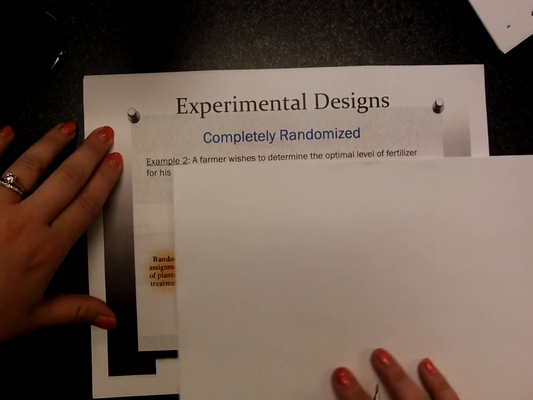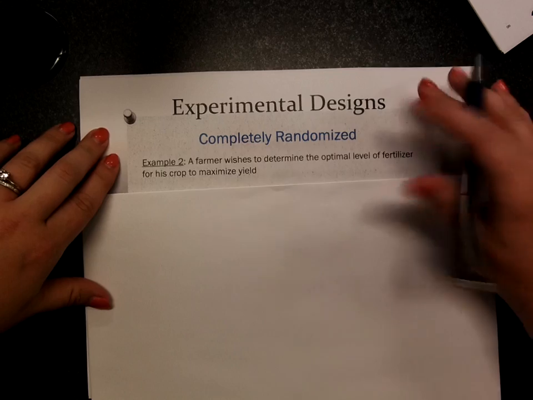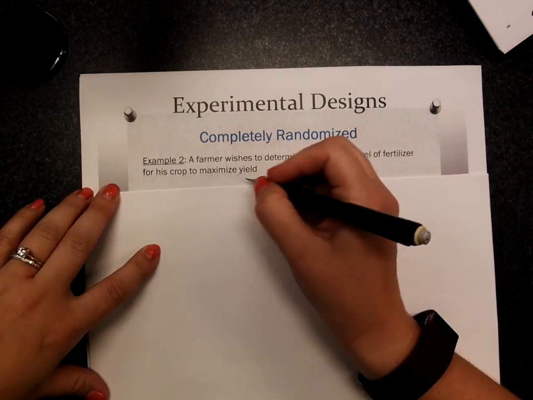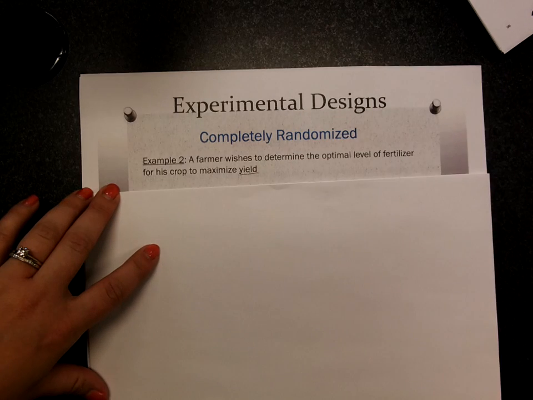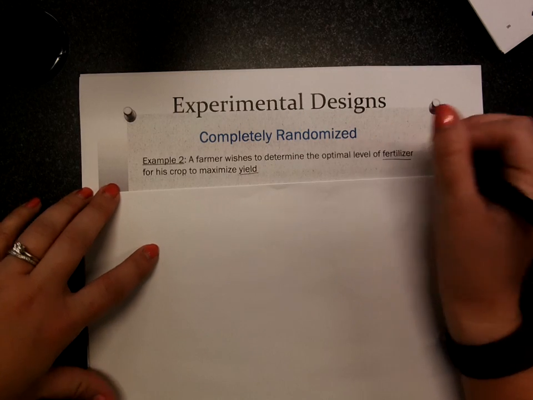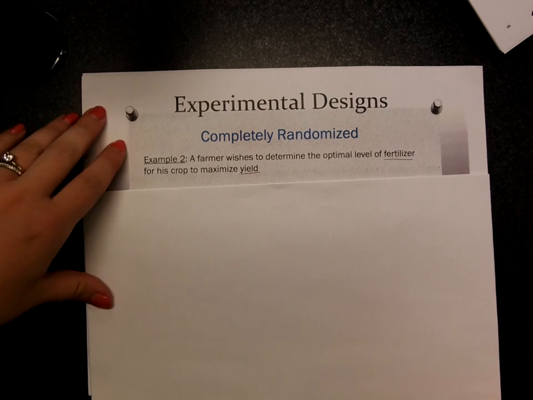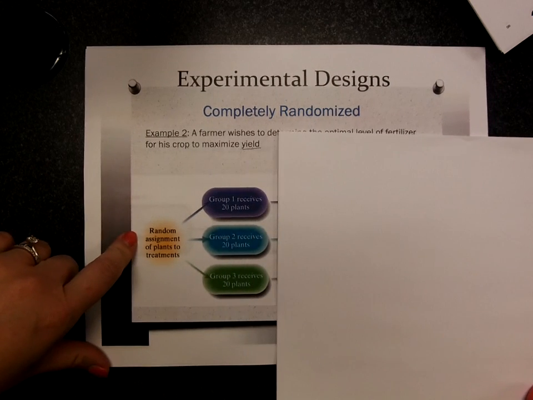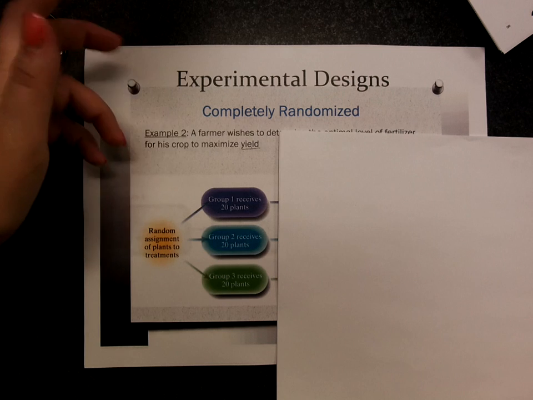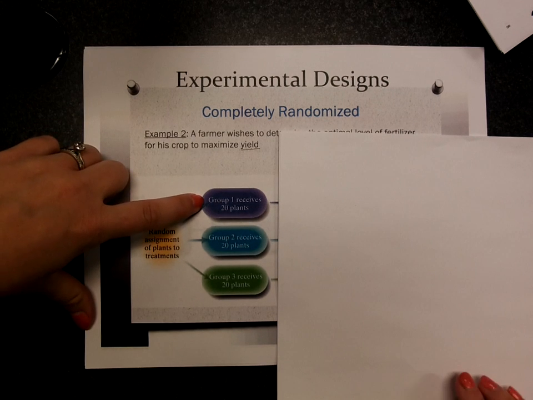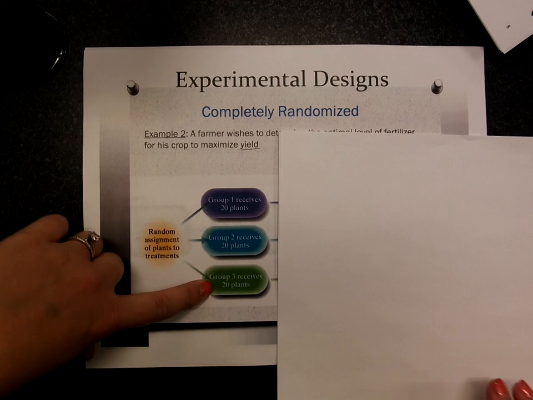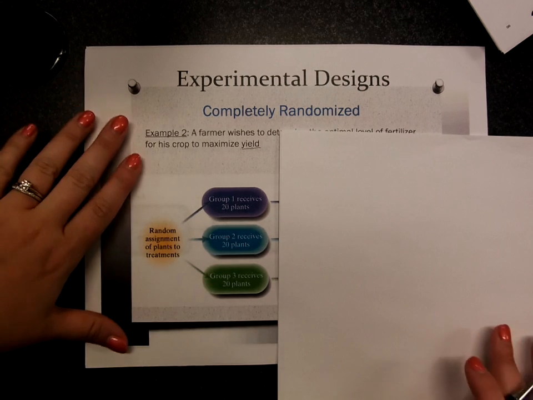For this example, a farmer wants to determine his optimal level of fertilizer for his crop to maximize the yield, or how much of his crop he can get out. So he would take all his plants and randomly assign them to 3 different groups, not based on anything, just randomly. His first group would get 20 plants, 20 more plants in group 2, and 20 plants in group 3, not based on anything, just totally random.